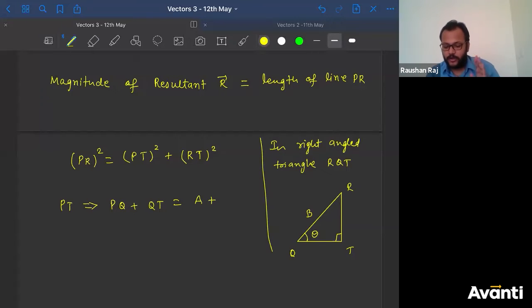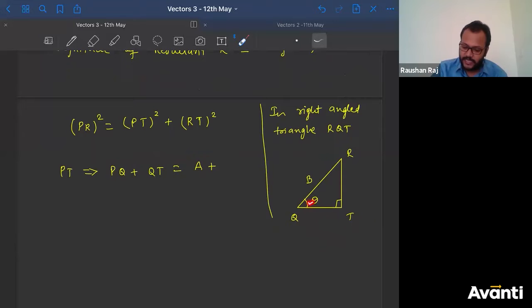Correct? So now I got a right angle triangle where one length is known to us. Which length is known to us? B is known to us. And I need to find this QT if theta is given to you. So how can you find the value of QT?